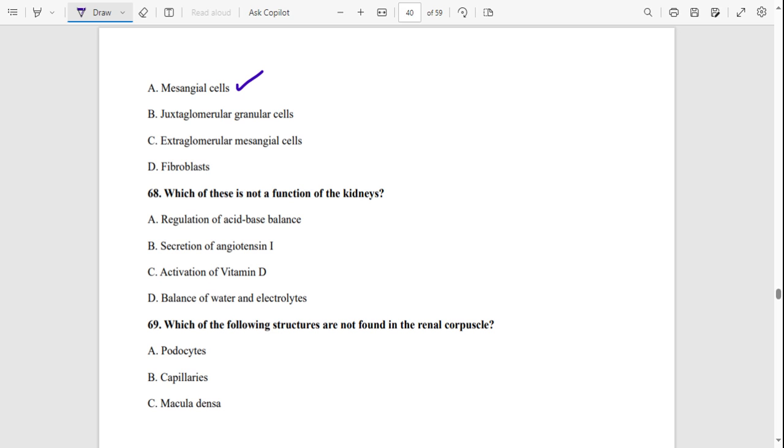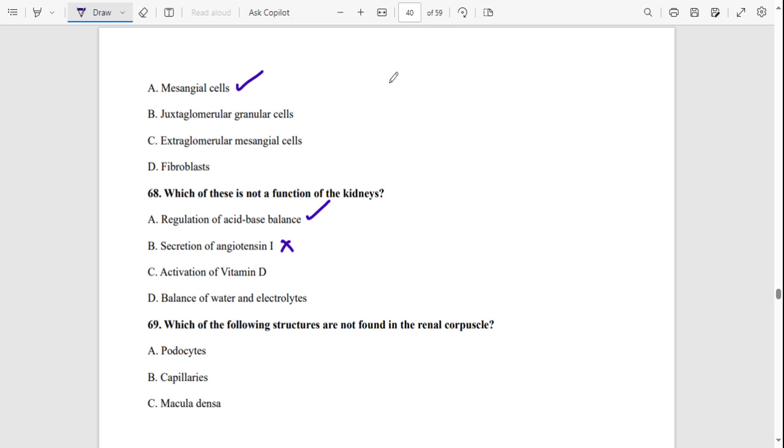Which of these is not a function of the kidney? Regulation of acid-base balance, this is true. The kidney can secrete extra protons. Secretion of angiotensin 1. The kidney is not involved in secretion of angiotensin 1. So how is the process then if it's not involved?